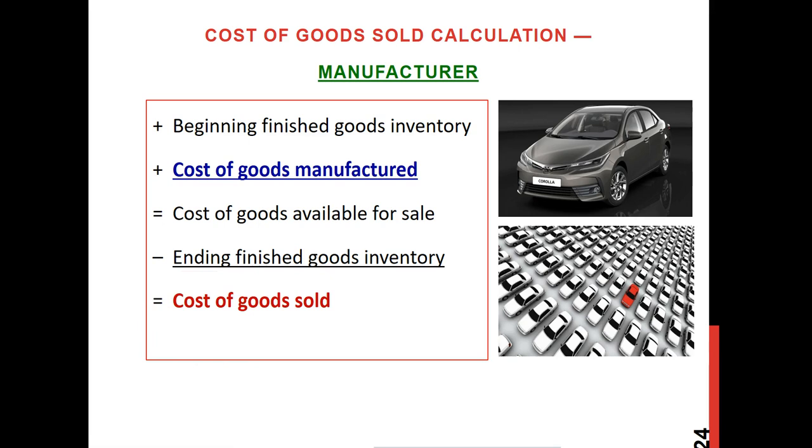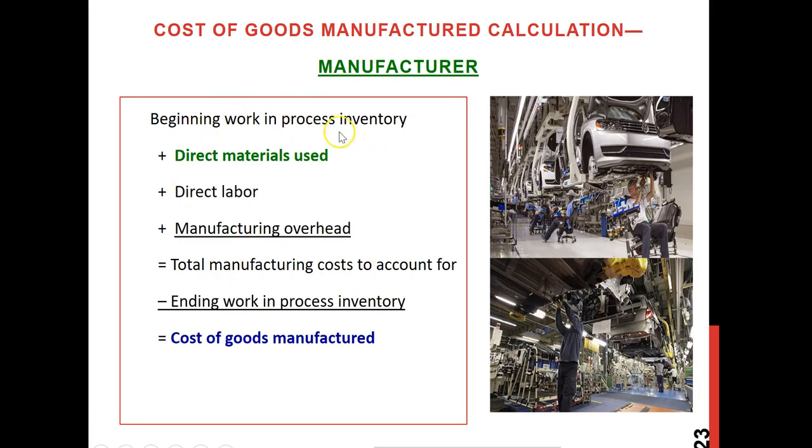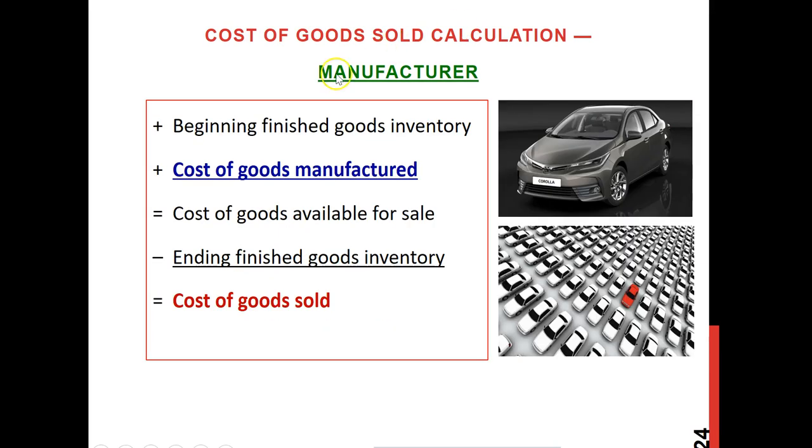Now remember, up to this point we learned three very important schedules. Number one, I can go back, this is our direct material used calculation. Number two, this is our cost of goods manufactured calculation. And this is the third one, cost of goods sold calculation. These three are really important, and these three will definitely be on your exam one.